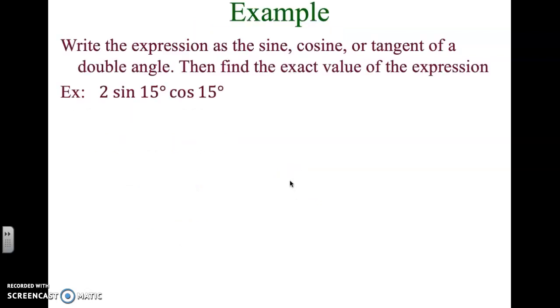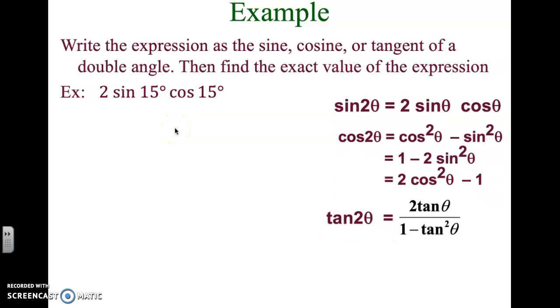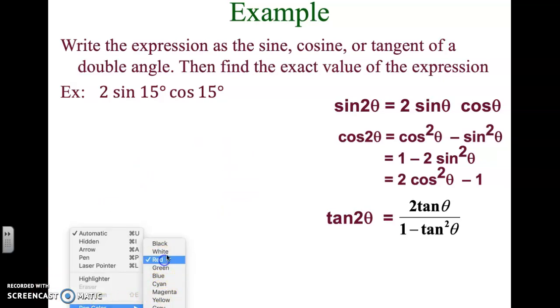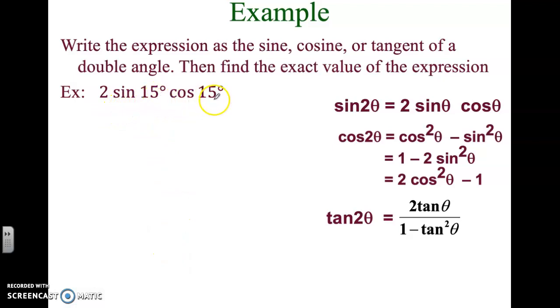So first example, let's write the expression as the sine, cosine, or tangent of a double angle. Then find the exact value of the expression. So I have an expression. What does it belong to? First of all, I want to bring my identities and see which one is similar. So I have 2 sine 15, cosine 15. The only one that has sine and cosine not squared, and not tangent, is the first one, 2 sine 15, here we go.